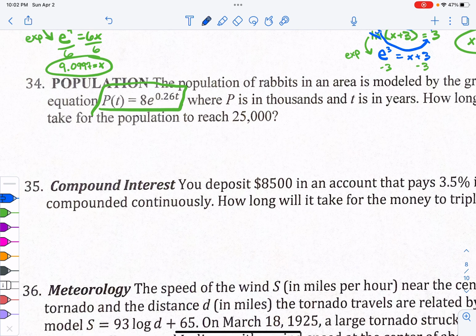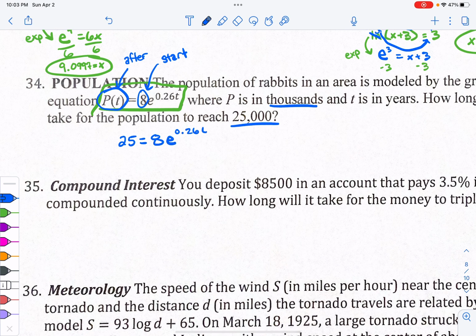Okay, be careful of this. This 8 right here is usually like your P value, or like your starting value. And the starting value, we're not starting with 8 rabbits, we're starting with 8,000 rabbits, because our numbers are all in units of thousands, okay? Which means that P of T, which is the after amount, is not going to be 25,000, it's just going to be 25. So that was kind of a tricky thing that they threw at us, because if everything is in units of thousands, we have to just make that 25. Otherwise, we're going to have a weird answer for T.